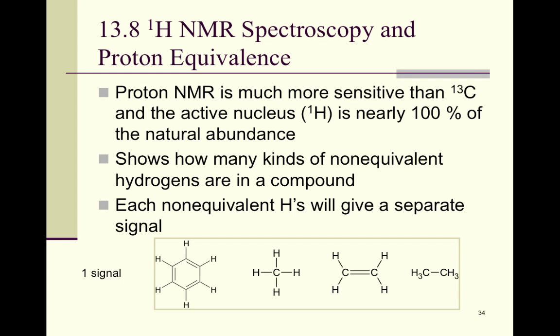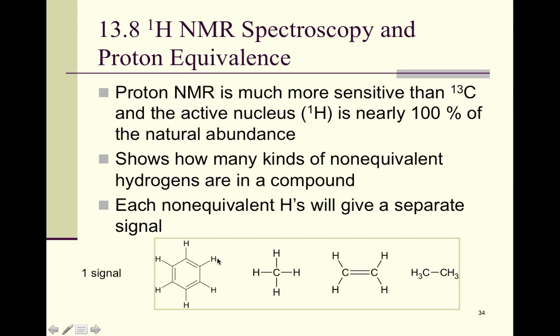Proton NMR spectroscopy and proton equivalence. Proton NMR is much more sensitive than carbon-13, and the active nucleus of proton is nearly 100% of the natural abundance. We can see how many different kinds of non-equivalent hydrogens are in a compound, and each non-equivalent hydrogen will give us a separate signal. Each one of these structures has only one non-equivalent hydrogen, so they would each give us one signal.